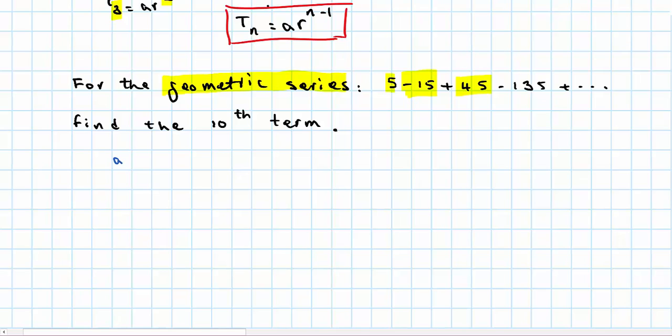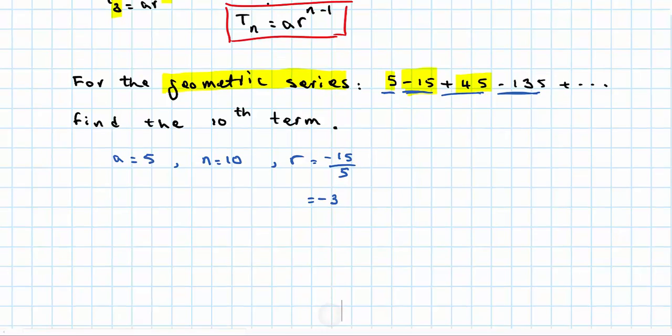Let's make a list of what we have. Our first term is 5. We're looking for the 10th term, and I need my common ratio. Now, interesting things happening here. My terms are going from positive to negative, positive to negative, and so on. The reason for that is, if I take the second term divided by the first term, I get negative 3. And of course, 45 divided by negative 15 gives me negative 3 as well. So the common ratio is negative.